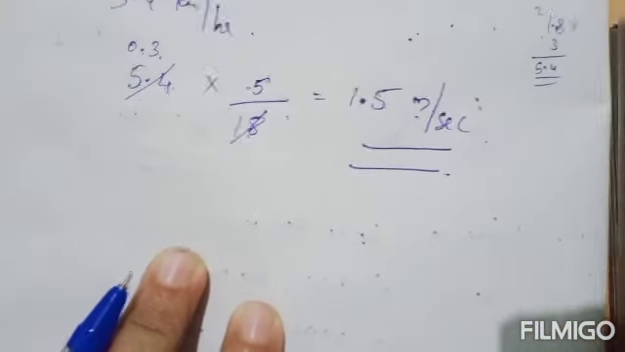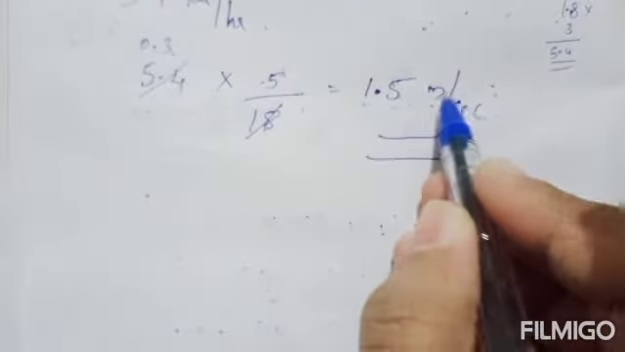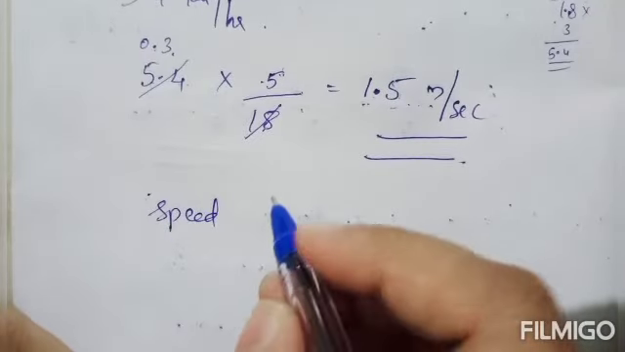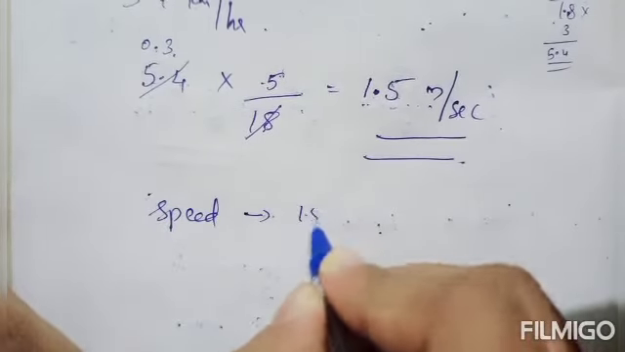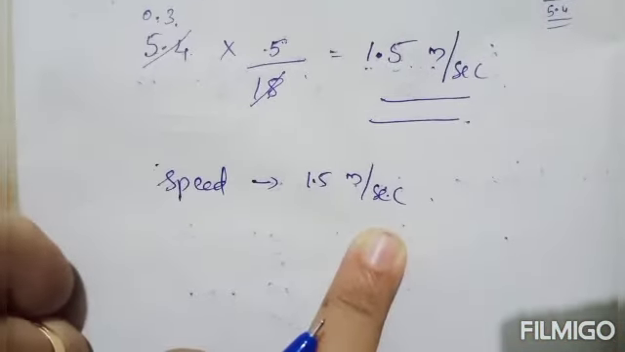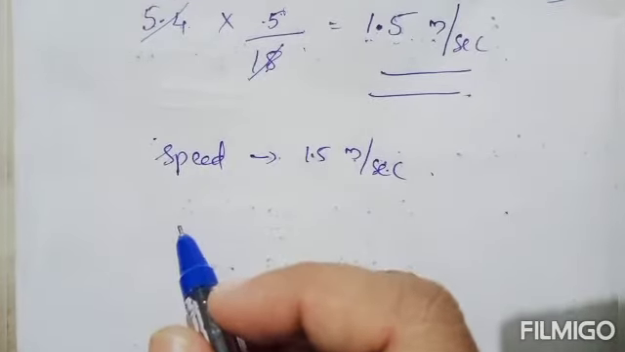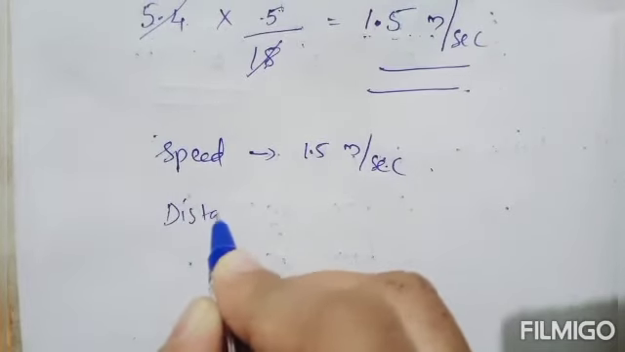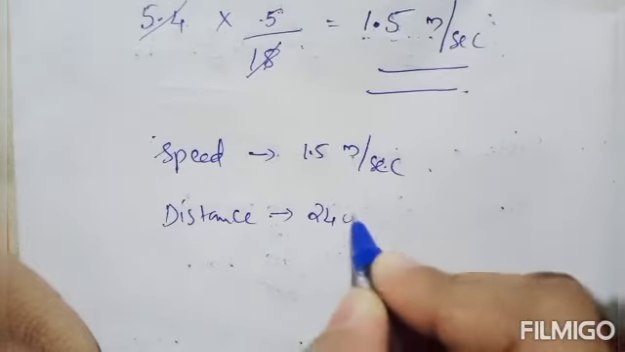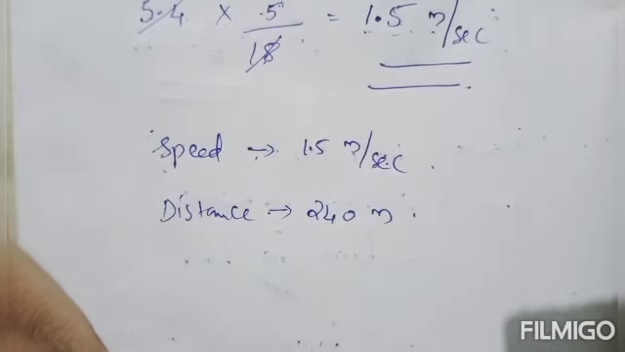Now with this speed, 1.5 meter per second, we find the answer to the second question. Sakshi goes to a school 240 meter away from her house. So Sakshi is going to a school which is at a distance of 240 meter from her house. So distance we can take as 240 meter, and the speed of Sakshi is 1.5 meter per second.